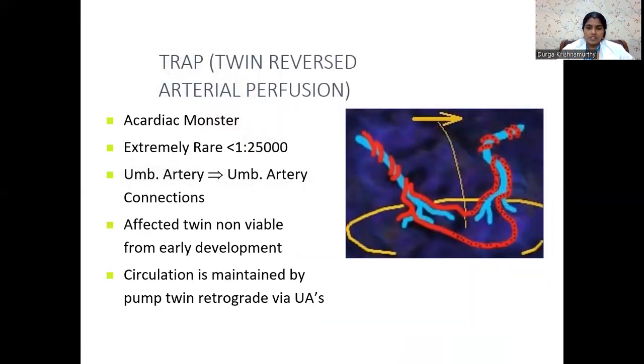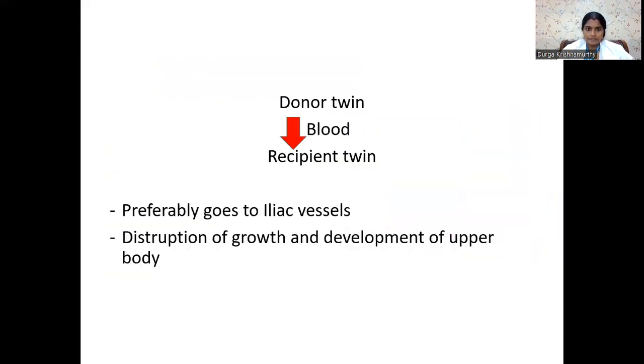One complication which I would like to discuss is twin-to-twin transfusion syndrome. And the other one is the twin trap, or twin reversed arterial perfusion. This leads to one type of malformation called the acardiac monster. Extremely rare. Here what happens is that there are connections between the two umbilical arteries and the affected twin, the non-viable twin, from the early development. Circulation is maintained by the pump twin retrograde via umbilical arteries.